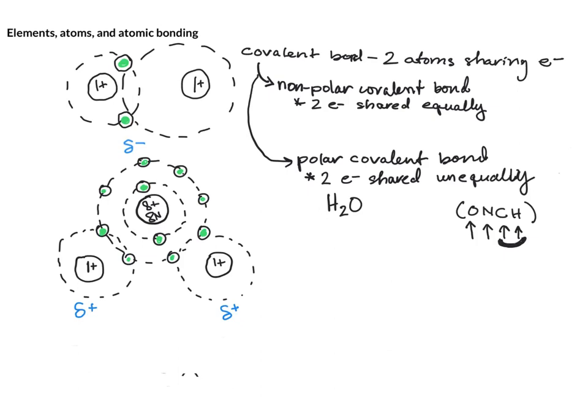Water's a good example, and let's write one more note in here. The result is a molecule with charged surfaces or areas. Regions where I've got partial positive charges, where we couldn't hang on to the electrons, and regions where I've got partial negative charges, where the electrons are hanging out more.